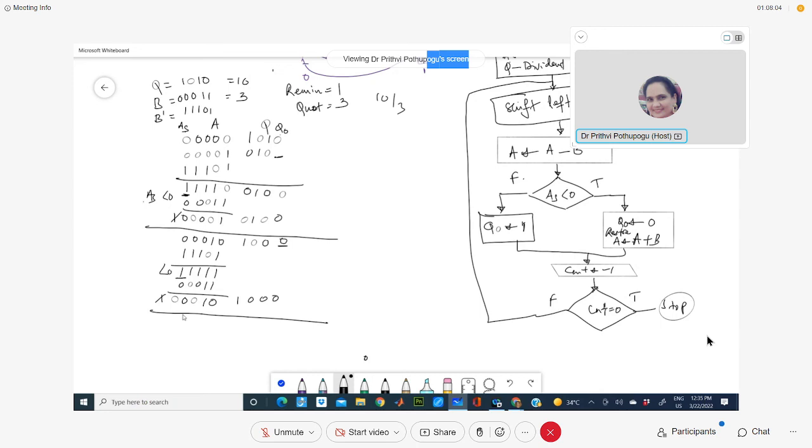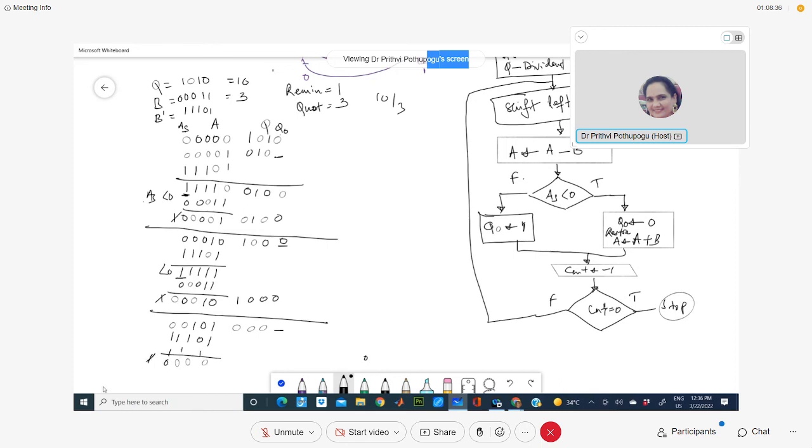One more, next step. Shift this towards the left. Shifting, so you'll be having 0, 0, 1, 0, 1, 0, 0, 0. This is vacant. Now add the B's complement 1, 1, 1, 0, 1. You'll get this as 1, 0, 1, 0, 1, 0, 0, 1.